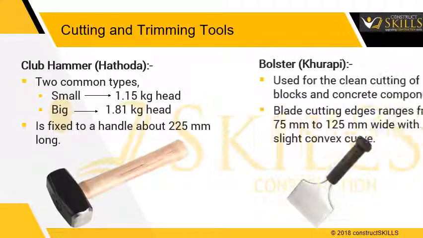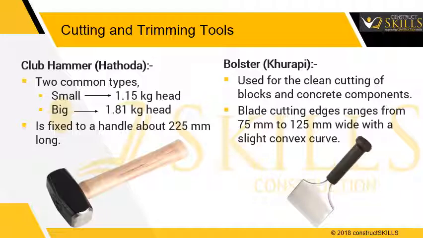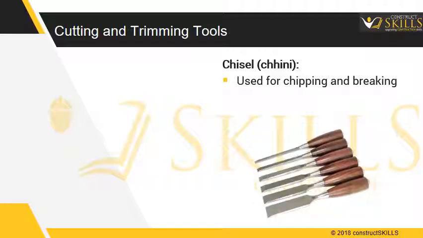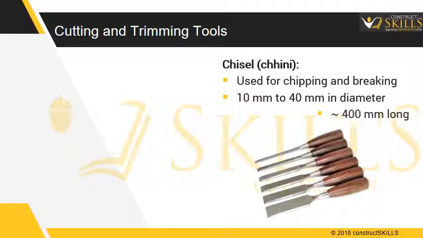Bolster. Used for cleaning the cutting of blocks and concrete components. This has a cutting edge blade which ranges from 75 mm to 125 mm in width with a slight convex curve. Chisel. They are used for chipping and breaking, and are available in sizes of 10 mm to 40 mm in diameter and approximately 400 mm in length.